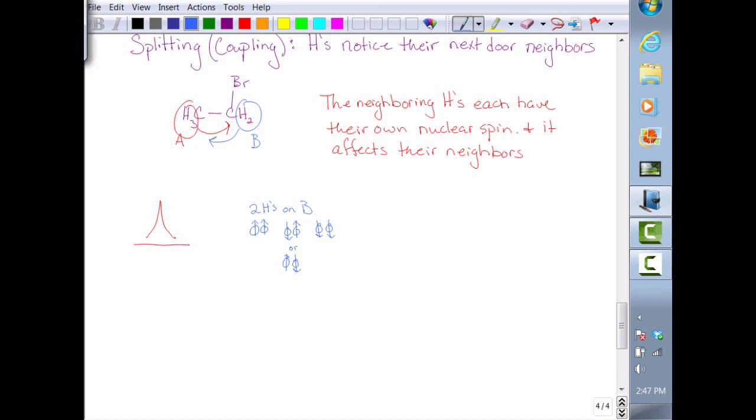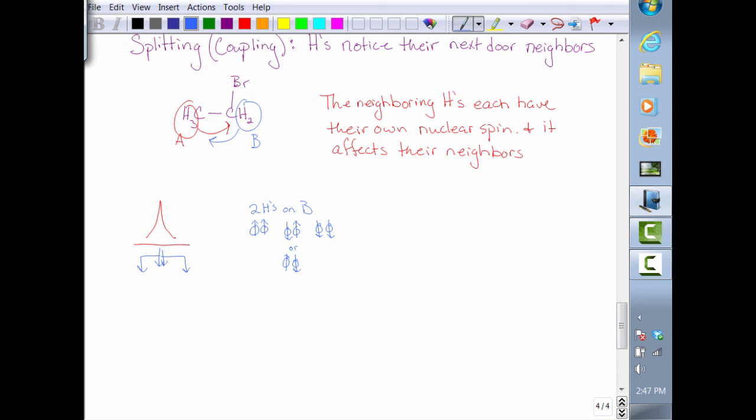Yeah. So basically this signal is going to be split here, here, here, and here. So when both of them are parallel, then it goes one way, right? If both of them are anti-parallel, it splits the signal in a different way. And when they're opposite of each other, it actually doesn't affect the field.